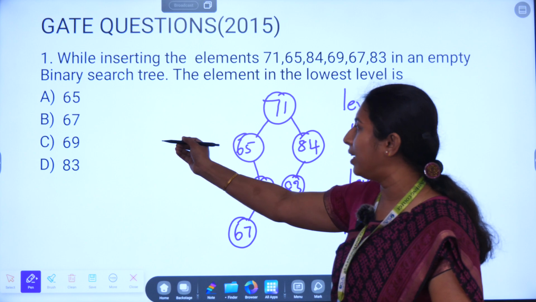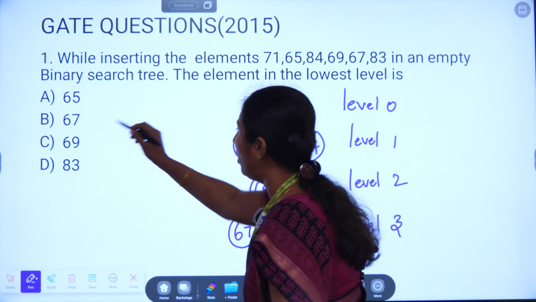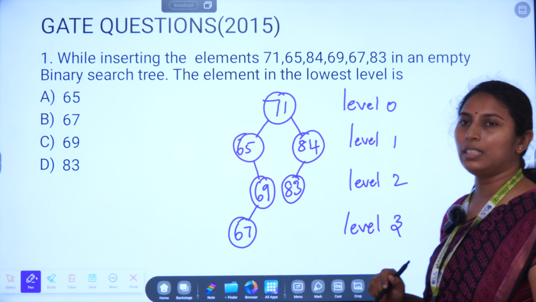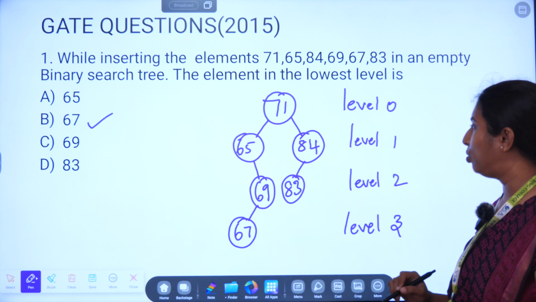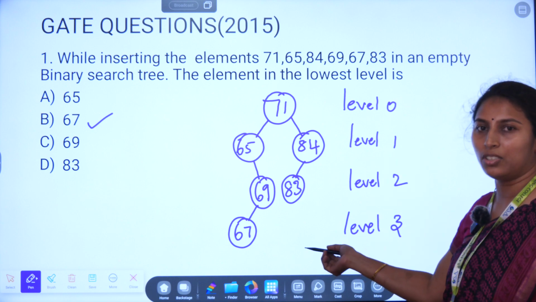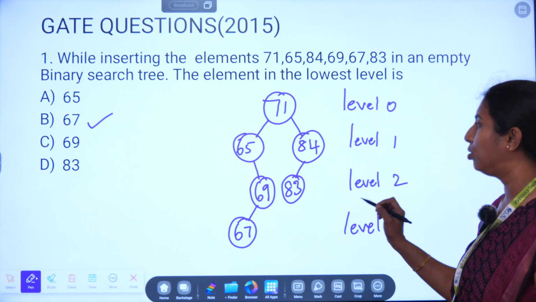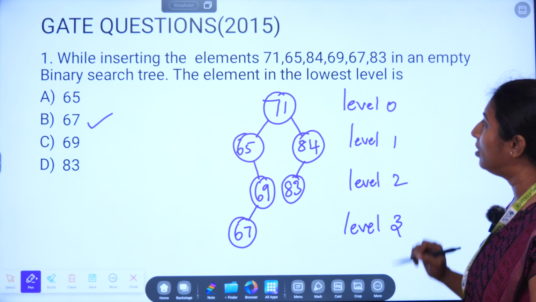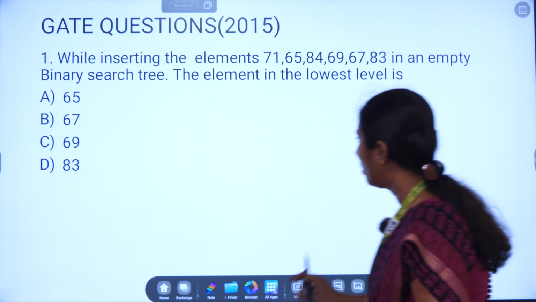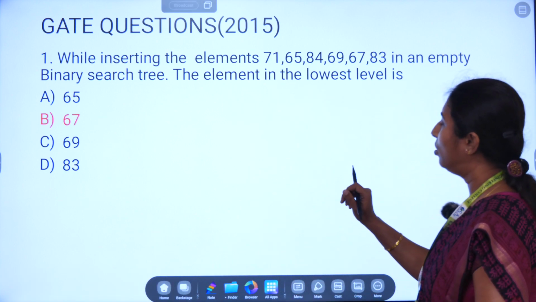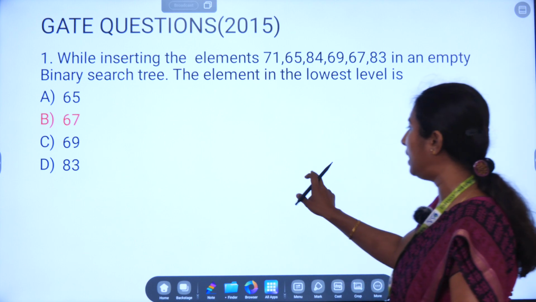So the option we have over here is B, that is 67. The answer for this particular question is 67. I hope everyone understood how you are going to construct a binary search tree and how you are going to identify the element which is there in the lowest level. So this is the answer for the question which is given over here. The answer for this question is 67.